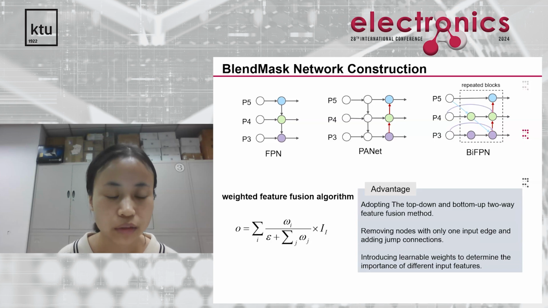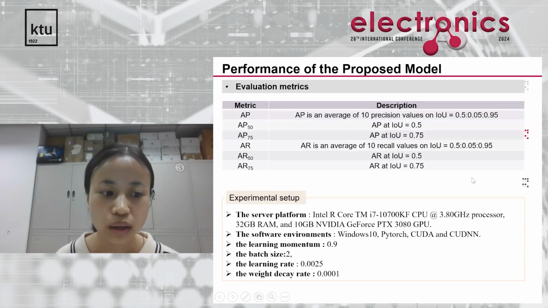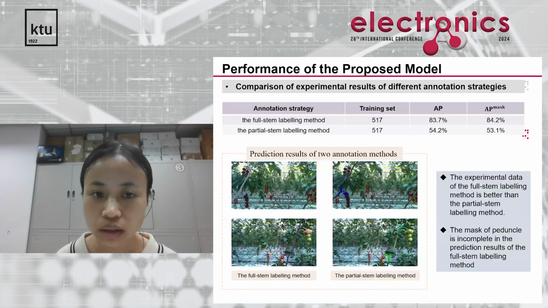The BiFPN network uses a faster normalized fusion method to fuse weighted features, as shown in this formula. Mask evaluation metrics include AP50, AP75, AR15, and AR75 as shown in the table. Details of the experimental platform and model parameter settings are shown on the slide.